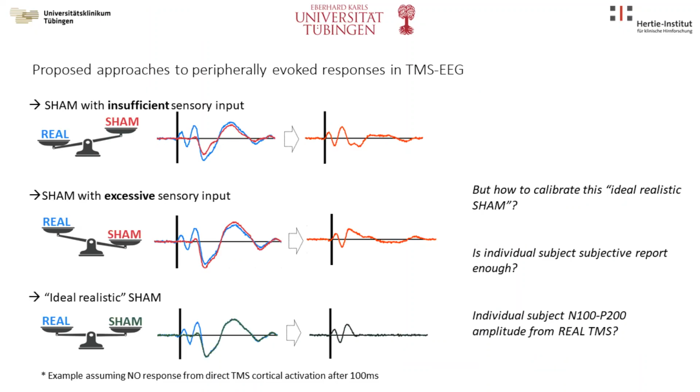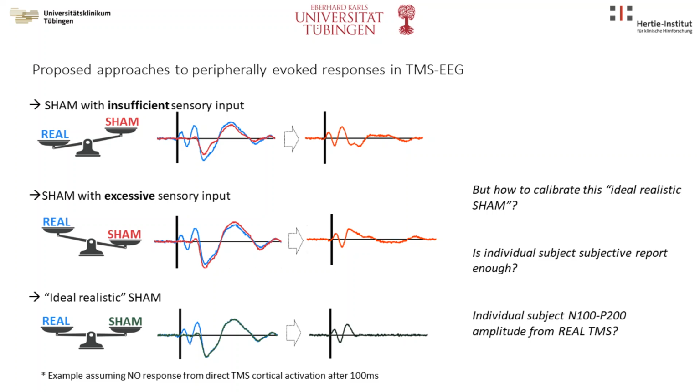And this is what I illustrate here, where the sensory input from the sham procedure is inferior to the real TMS. And the comparison between these two might then detect differences that are actually still part of the peripherally evoked responses in TMS EEG. Now this problem is also repeated even if one uses a sham procedure which has a significantly higher sensory input compared to the real TMS.